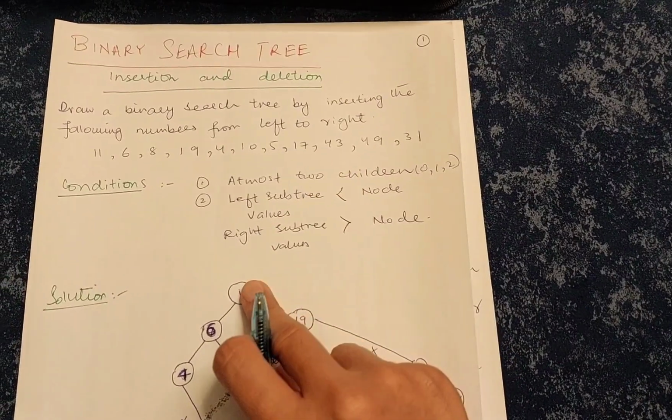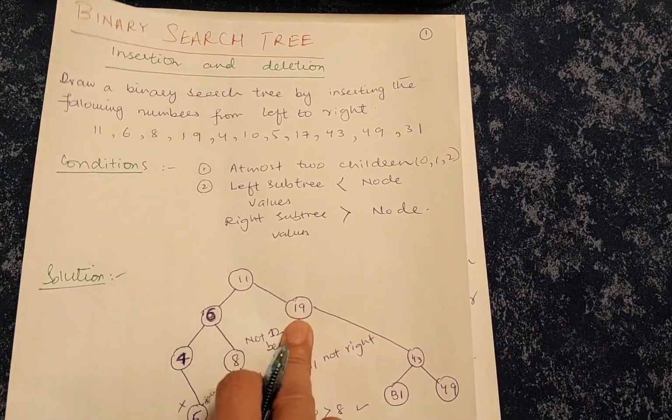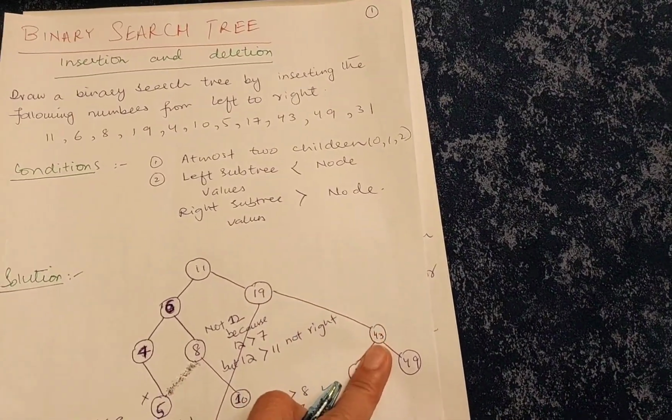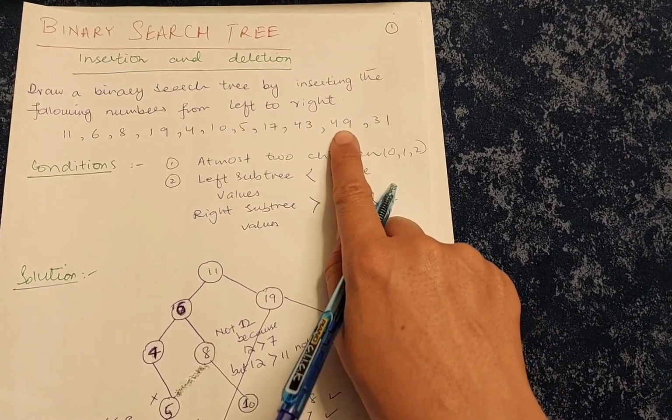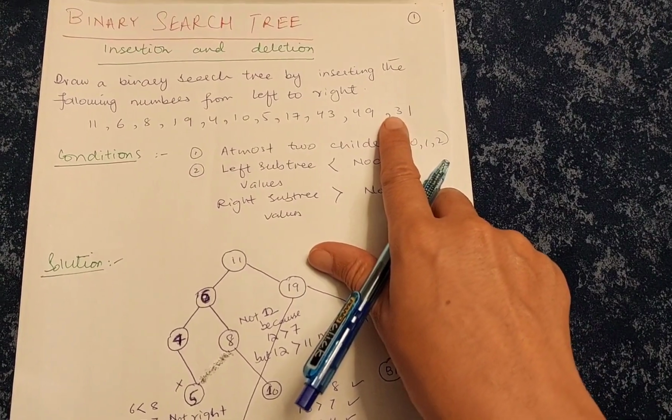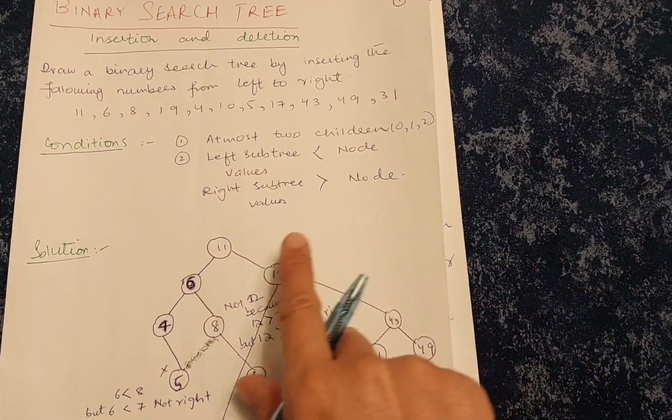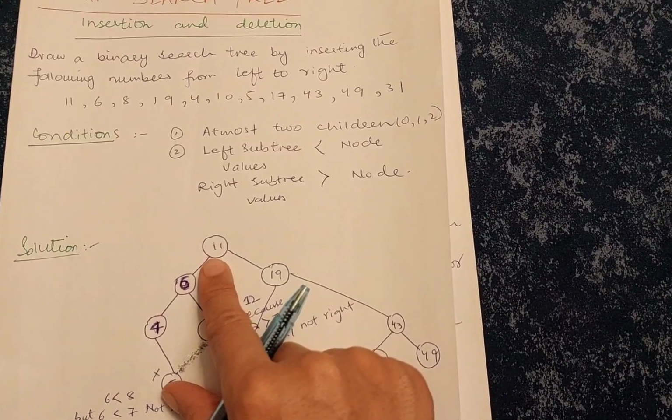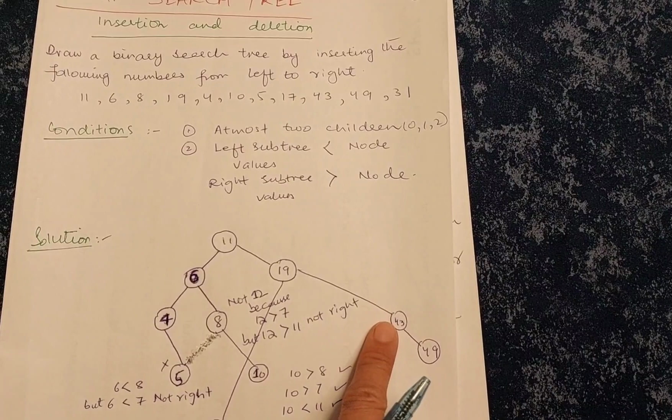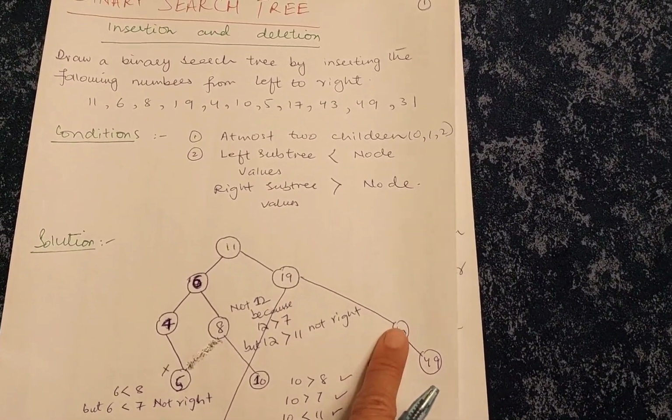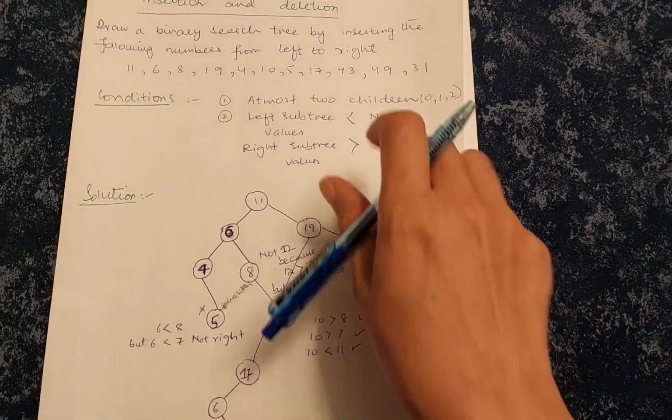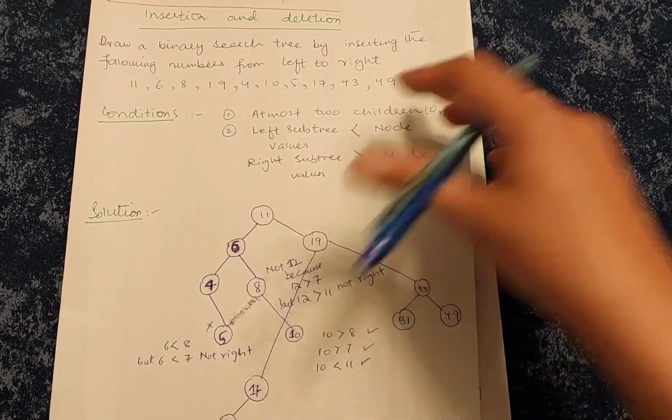43 is larger than 11, so you will go on to this hand side, and 43 is again larger than 19, so you will again go on to the right hand side and put 43 here. 49, so you will again follow this route and come here. And for 31 you will start trickling down from 11, it is larger, so you come here, you come here. But now here 31 is smaller than 43, so you will not go to this side, you will come to the left hand side. So this is how all your values are inserted into the binary search tree.